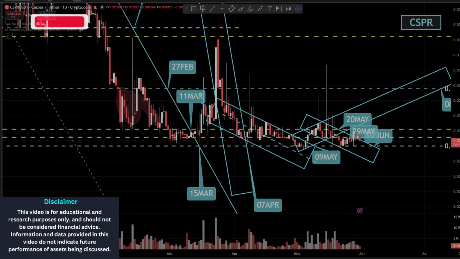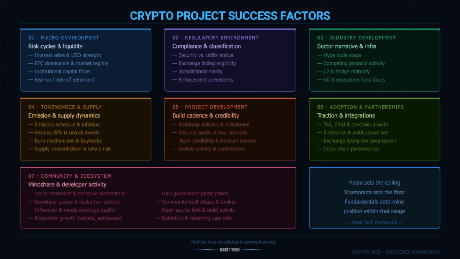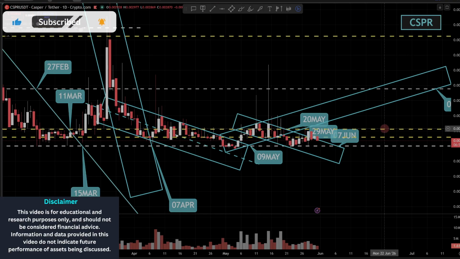Just one point, this is education content only, not financial advice, and a crypto project's success depends on many factors, okay? So back to the technical analysis.